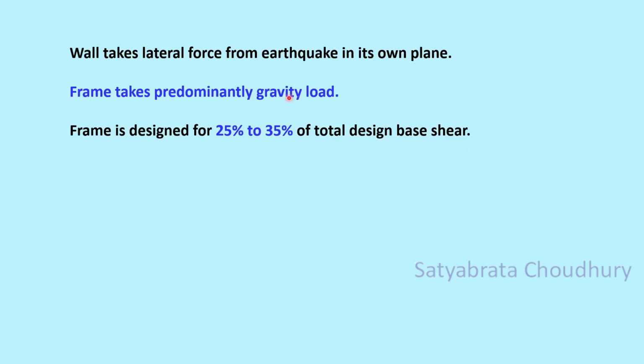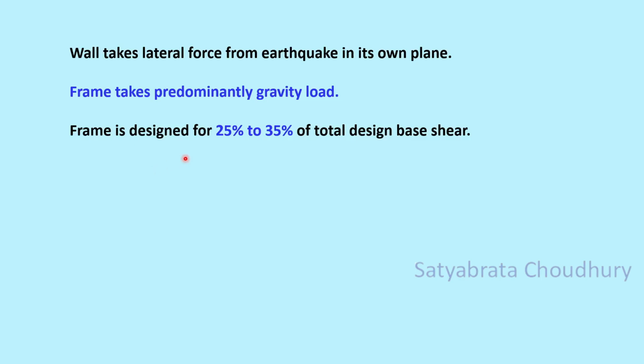Now the wall takes the lateral force from earthquake or any other external actions. The frame takes predominantly the gravity load. So the frame is generally designed for the vertical gravity load, live load and dead load. However, since the frame is in monolithic construction with the wall, the frame also will get deflected by the same amount as the wall gets deflected under lateral load. So if the frame is not designed for some lateral action, it will simply break down.